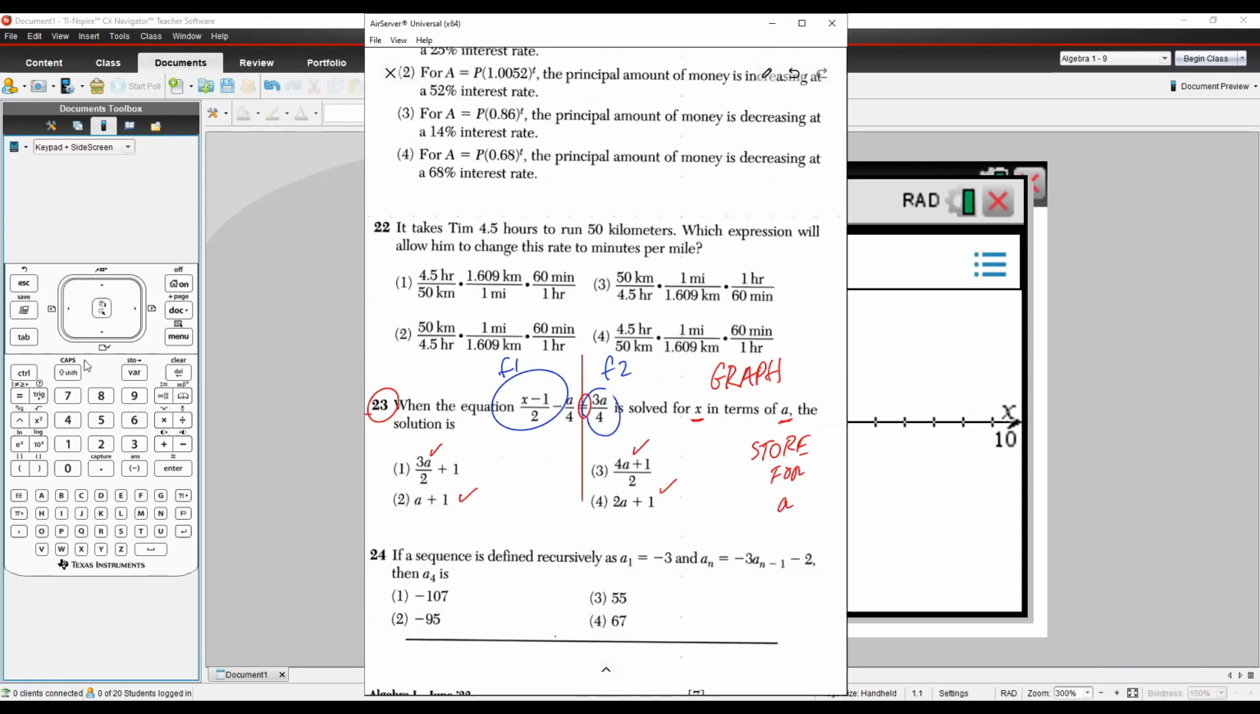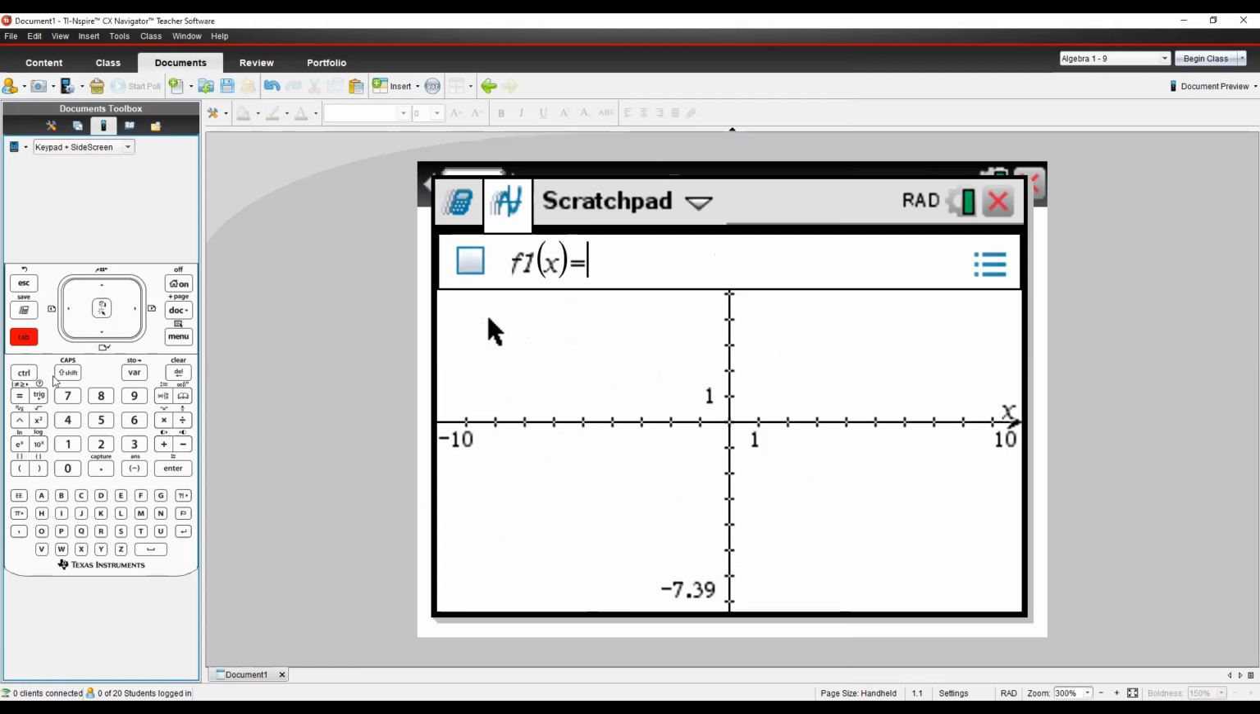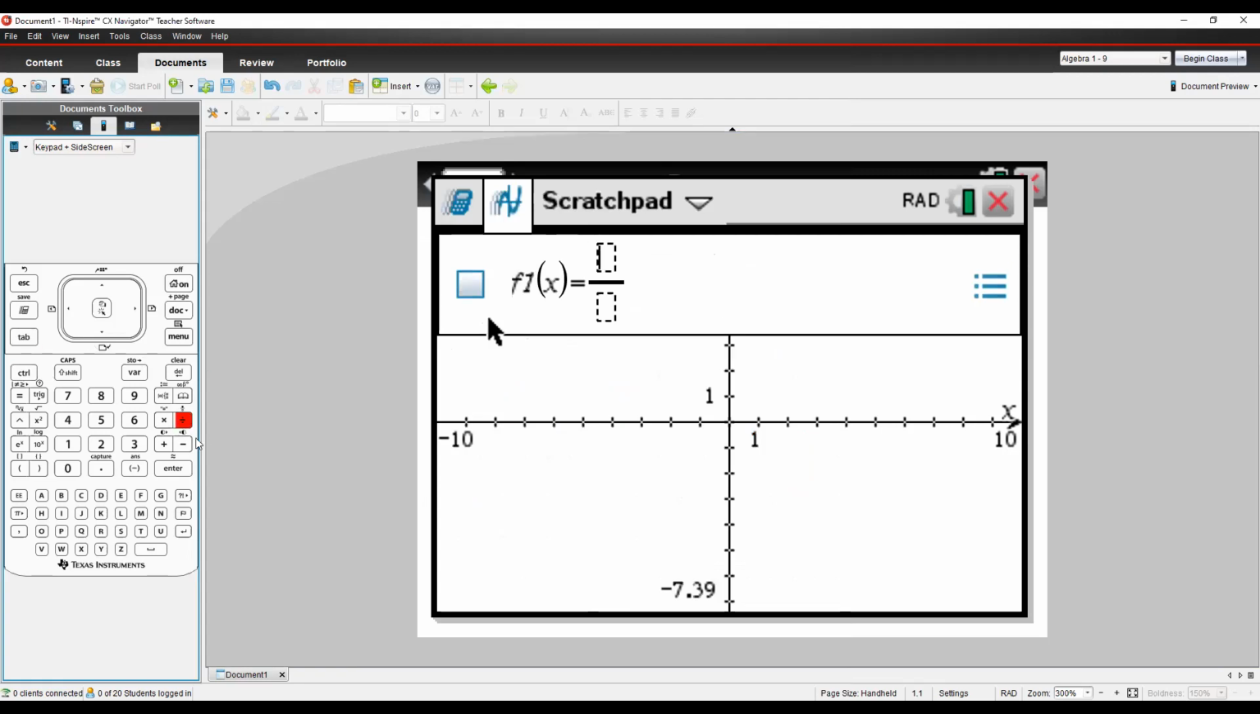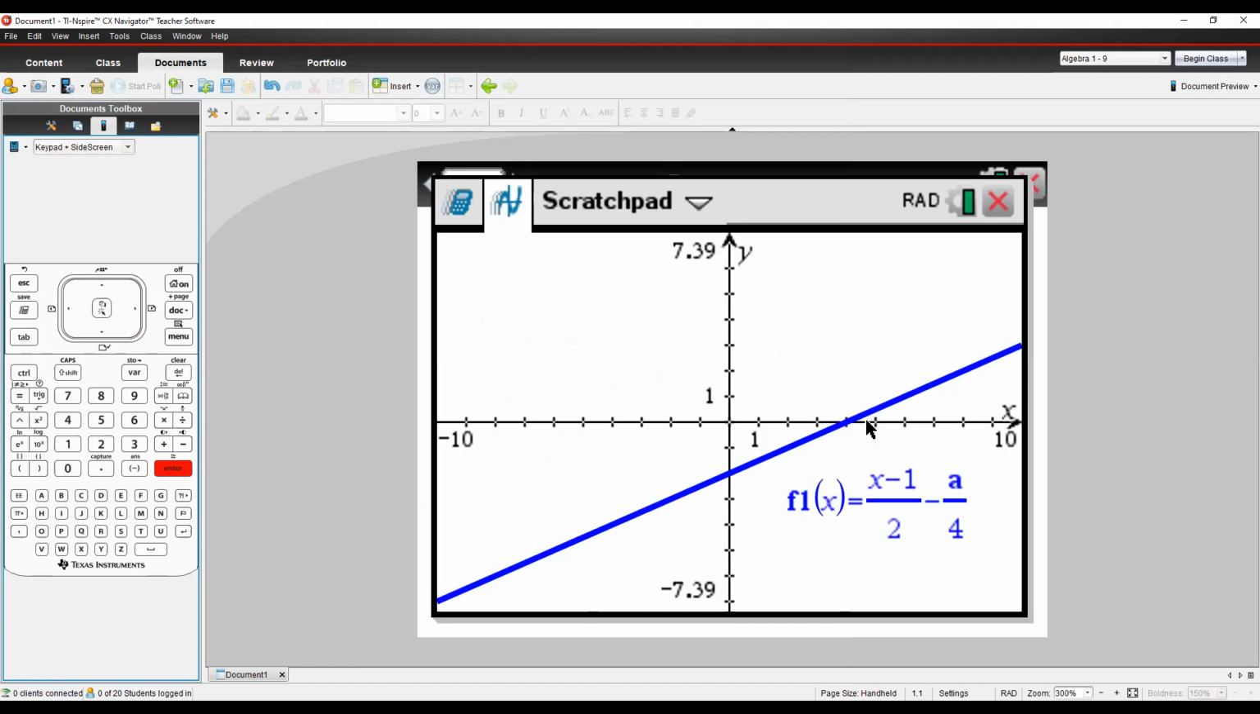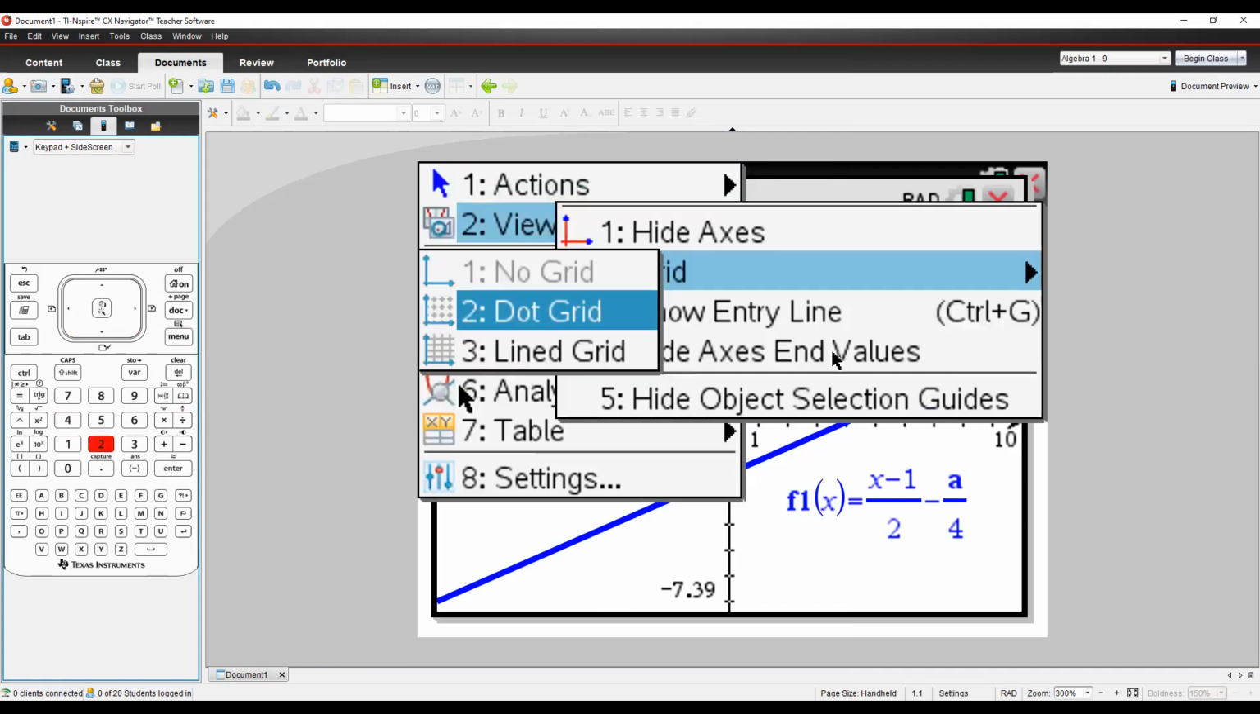So first thing I do is tab, and then control divide, and then I'm gonna do x minus 1 over 2. And then over here, I'm gonna do minus, and I'm just gonna put that a over 4. Now we put the number 6 in there, so we should be good, but I'm just gonna type the equation in, and then press enter. Now can you see the line? Yes. You see this blue line. Let me do one more thing, menu 2, 2, 3, because I want to have the lines on there.